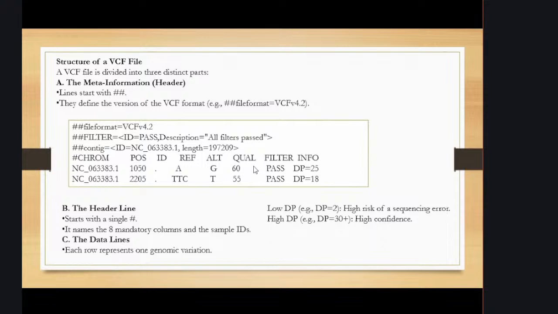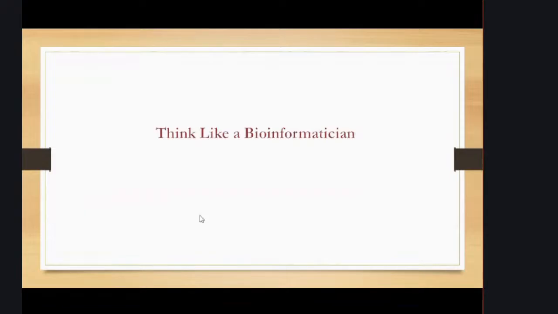Then the quality score, the filter passed, and the info depth, which also tells you to what extent this particular mutation has high confidence or not. For high confidence, you can see DP 30 plus will give you high confidence, and DP equals 2 will tell you that it's by random chance or some error. In this way you can understand at which position of the reference the mutation is occurring between reference and alt. So by seeing this, can you answer me this question?